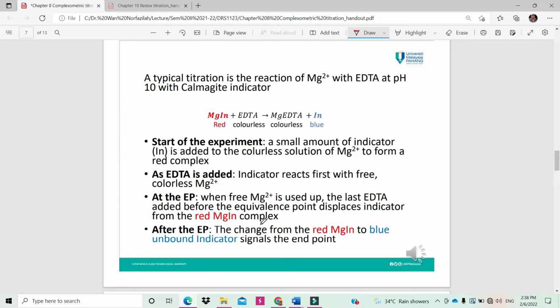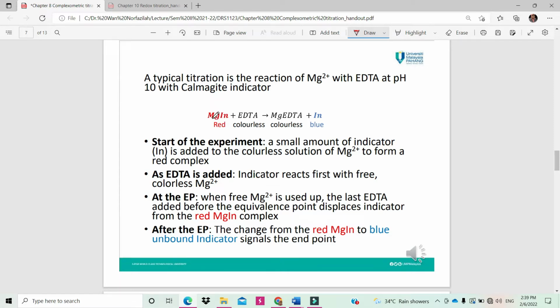Next, a typical titration used in the lab is the reaction of magnesium 2+ ion with EDTA at pH 10 with calmagite indicator. The magnesium combines with the indicator and will be red in color, and then reacts with the EDTA to form magnesium EDTA. This magnesium EDTA is colorless, but the one that changes the color is the indicator. When it reacts with magnesium, it is red.